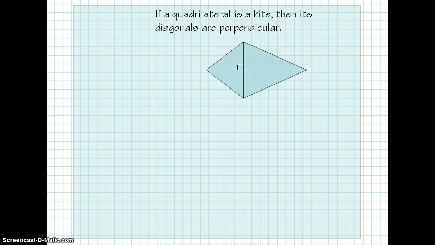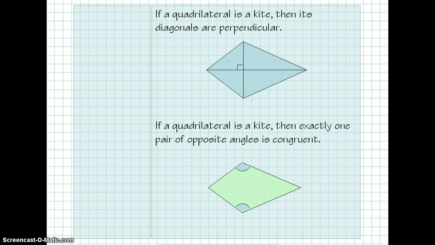Now, one of the properties of a kite is that if it is a kite, then its diagonals are perpendicular. Another property is that exactly one pair of opposite angles is congruent.